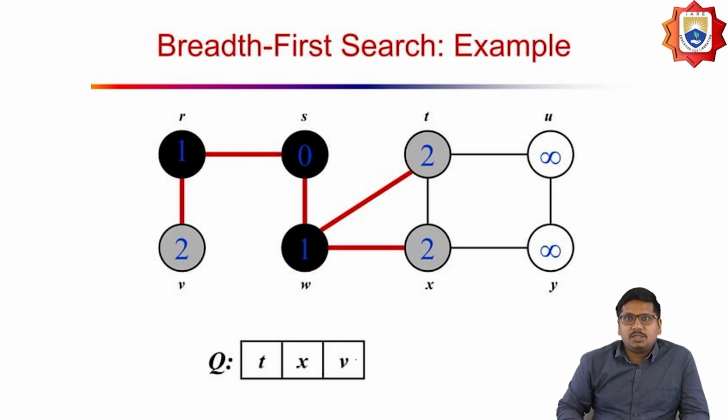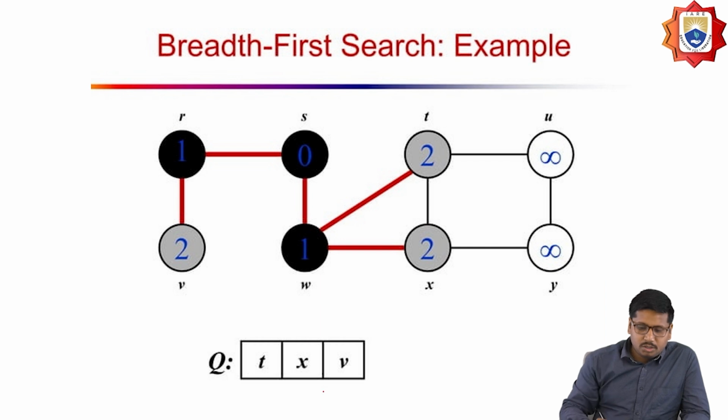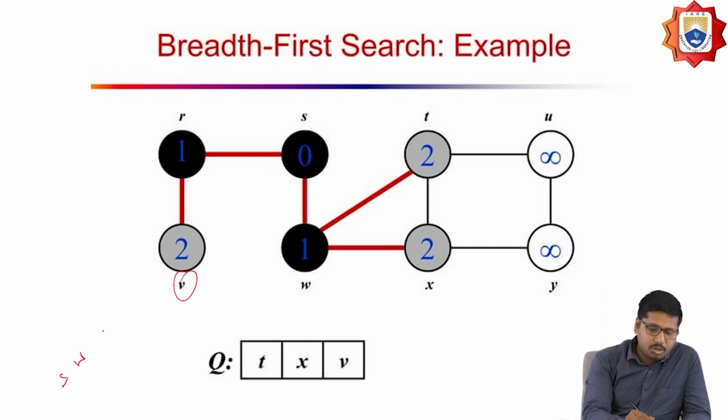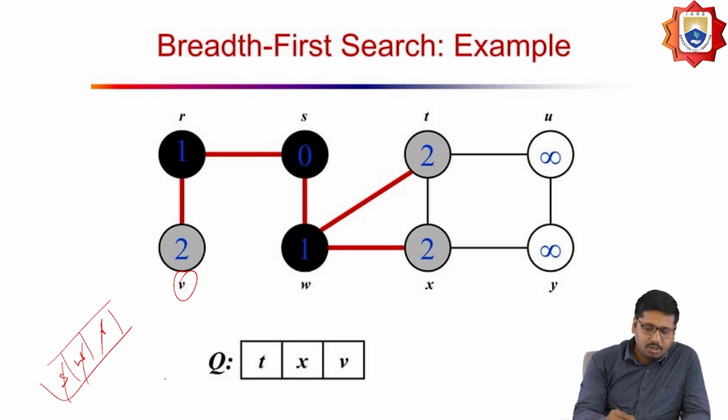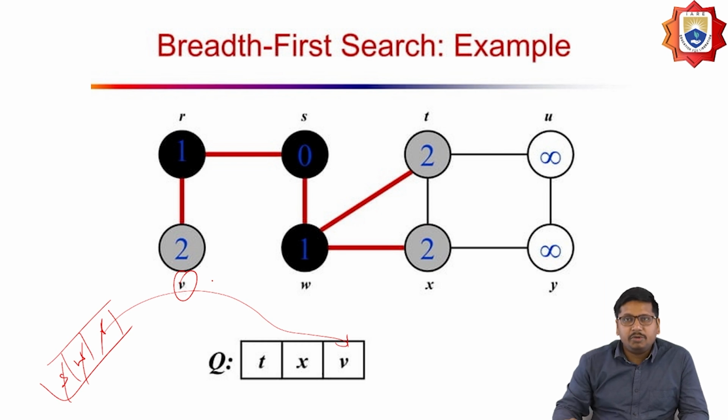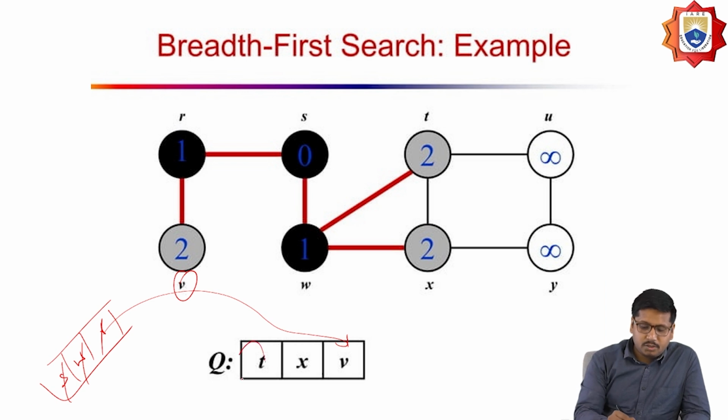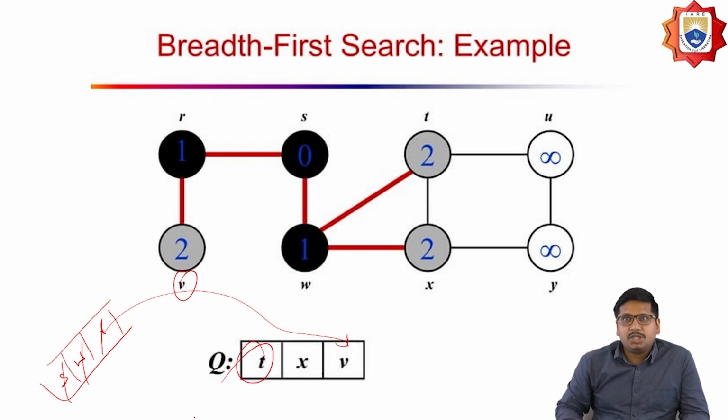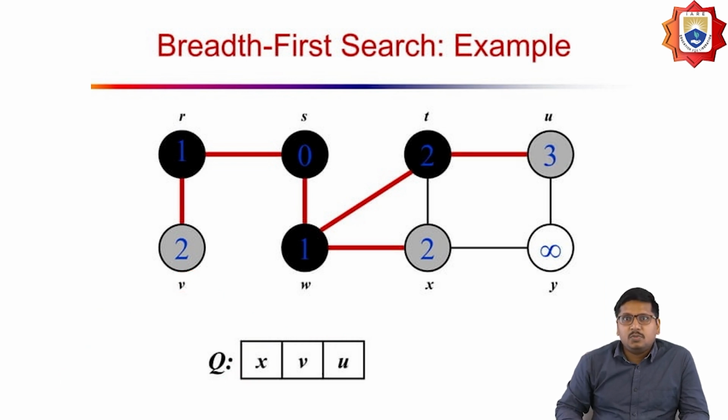And next, I'm going to consider R. What should be adjacent? That should be V. So S, W, R are the popped out nodes in the queue. And for R, the adjacent vertex should be V. Then similarly, I have to find out which nodes are adjacent to T.